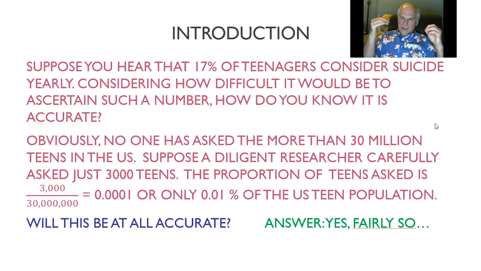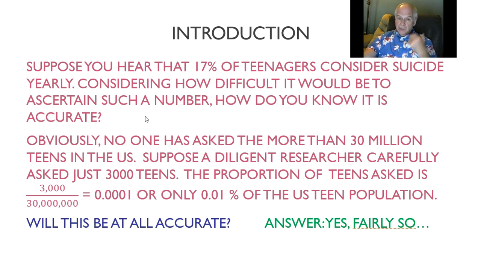3,000 teenagers, let's say, are asked. The proportion of teens asked out of the 30 million is 3,000 divided by 30 million, which is 0.0001, or if you move the decimal place over two places, 0.01%. So that's 1/100th of a percent of the U.S. teen population has been asked. Will this be at all accurate? Well, the answer is yes, it will be fairly accurate.